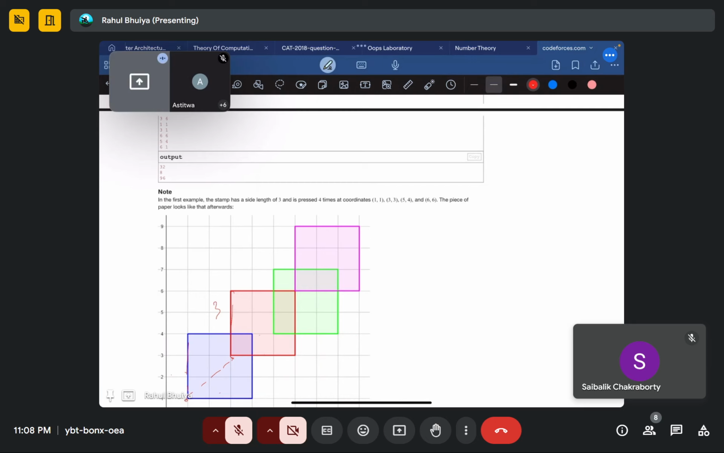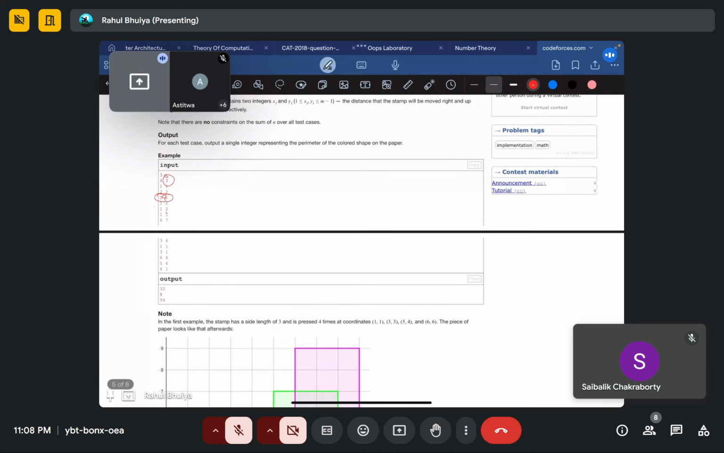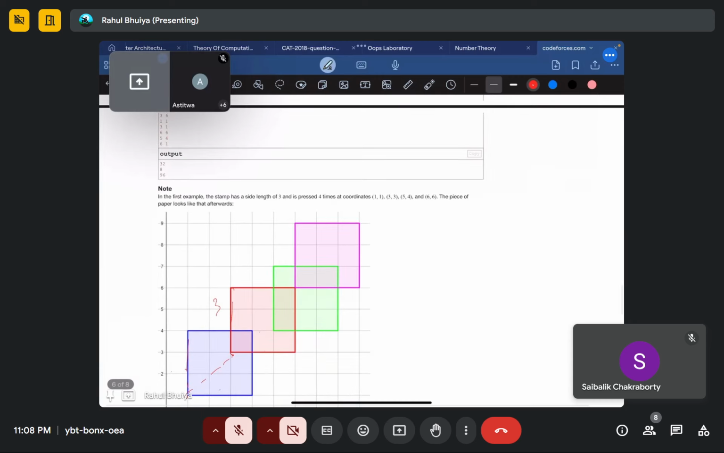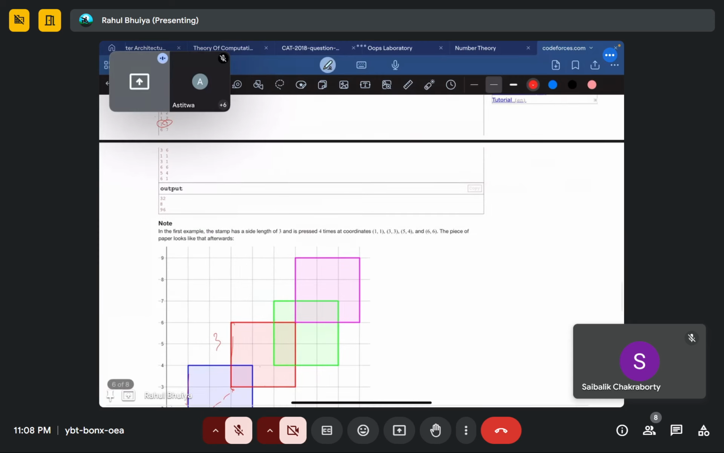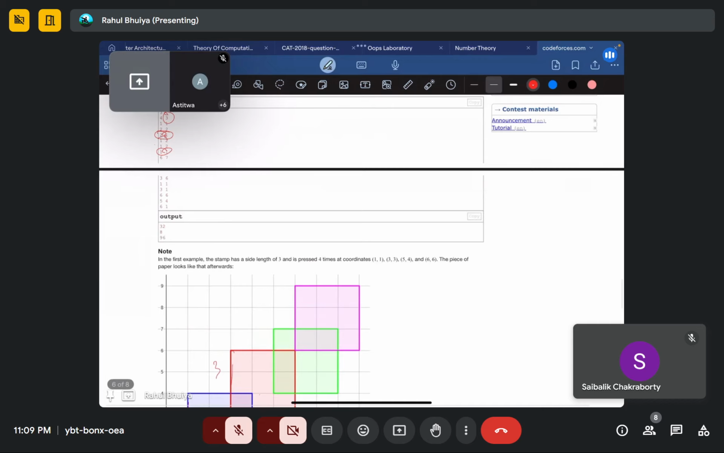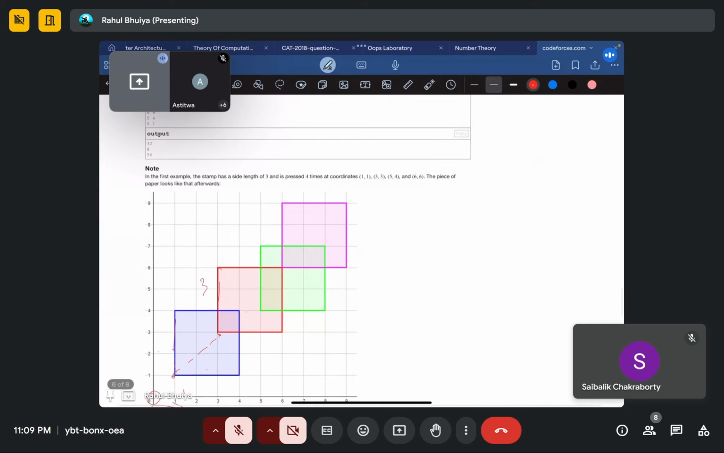Then again he will go somewhere. Not 1 cross 1, it is 1 comma 2. So he is reaching here. He will go 1 here, 2 in this side. So this is the point. He reaches this point, then again he will put the stamp here.